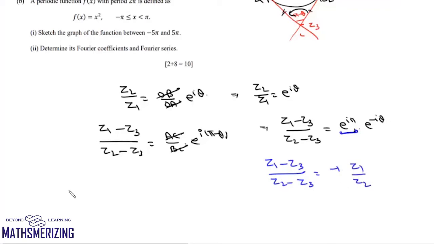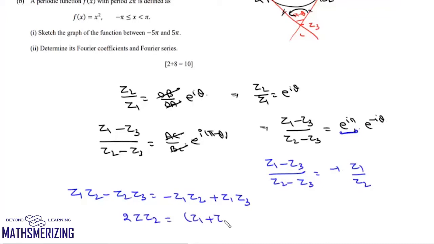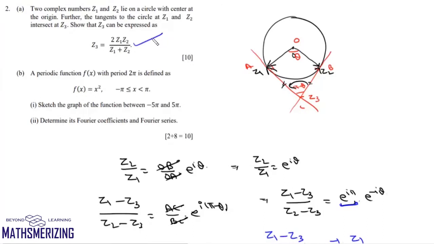So we'll cross multiply. We can write z1 z2 minus z2 z3, that is minus z1 z2 plus z1 z3. Now we can write this as 2z1 z2 and it will be z1 plus z2 into z3. So from here we can say value of z3 must be 2z1 z2 upon z1 plus z2, and that is the answer to this question.